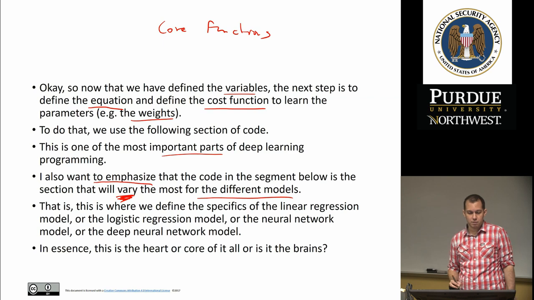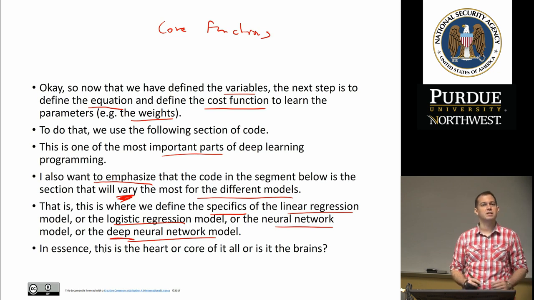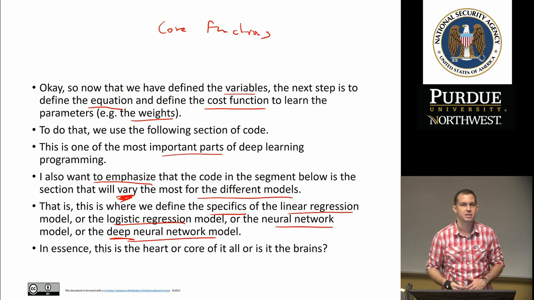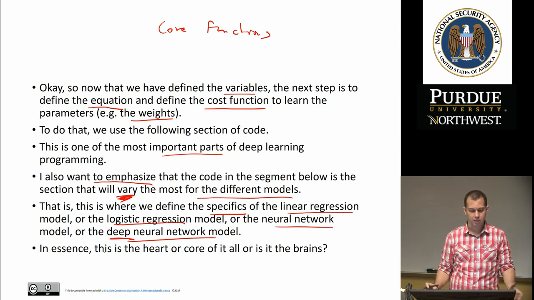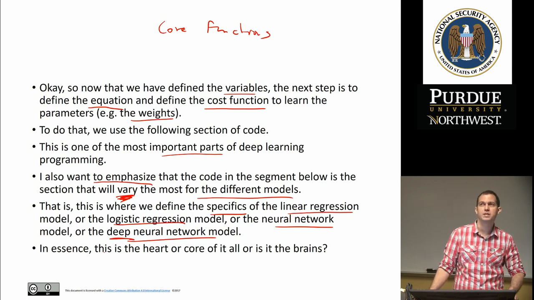So this is where we define the specifics, in our case, of the linear regression model, or the logistic regression model, or the neural network, or the deep neural network. But as you can see, you start to see a pattern, right? There's a little bit of consistency in the sense that we now know the section that's going to change. At least we know that. And so that's a good thing. And you'll notice that it changes, but it doesn't change as much.